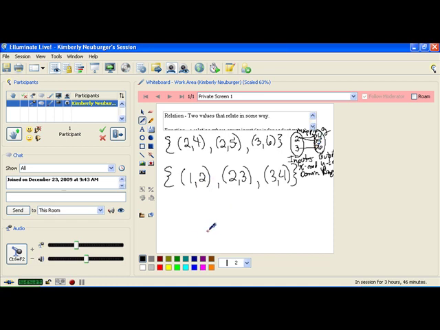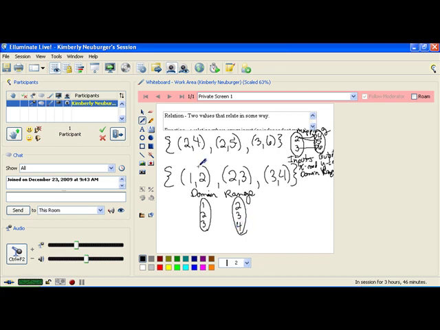Now, let's look at the mapping for our second set. The domain, which is the x values, is a 1, a 2, or a 3. So we list those numbers in this first oval. The range is the y values, and those are either a 2, a 3, or a 4. So we'll list those in the second oval.